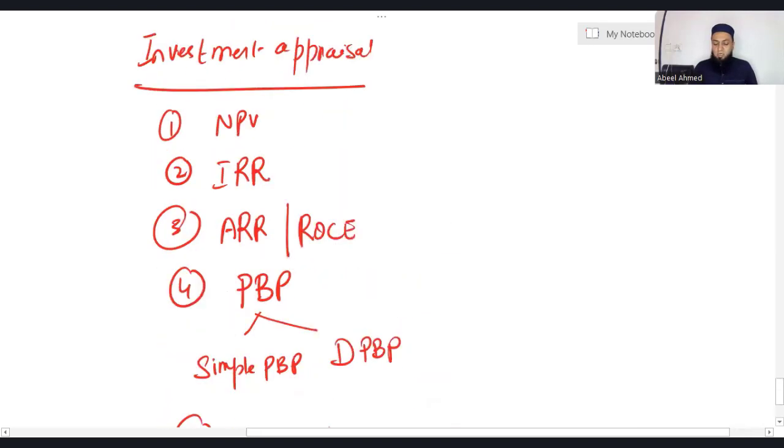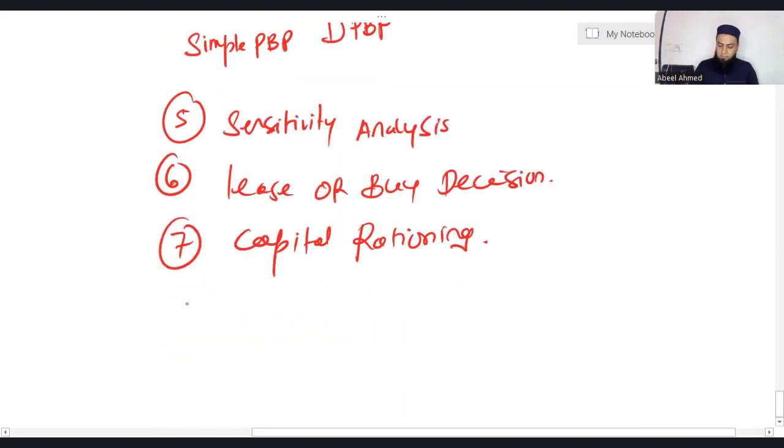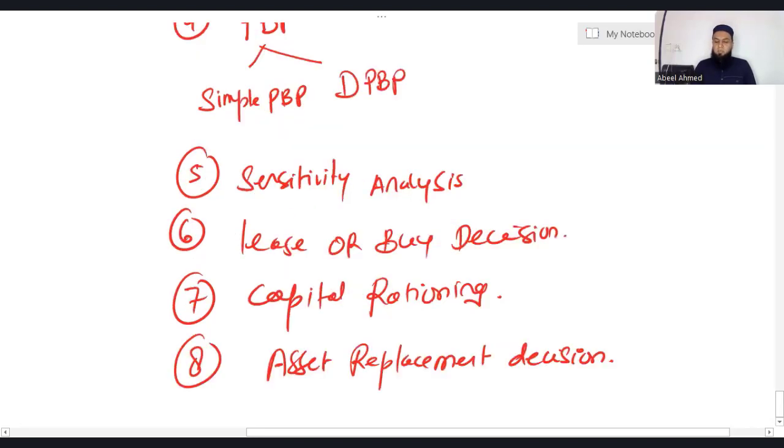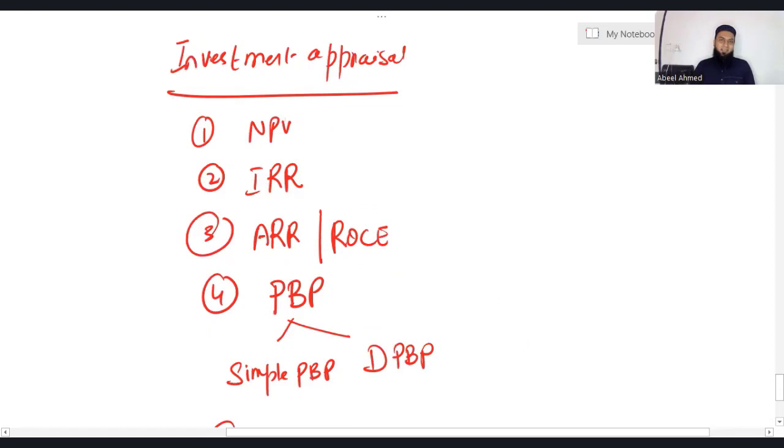So basically, if I talk about investment appraisal, we will also study, inshallah, asset replacement decision. So look at this, in investment appraisal, NPV is not the only topic which you will study. We have NPV, net present value, IRR, internal rate of return, accounting rate of return, payback period, in which we have two types: one is simple payback, another is discounted payback.